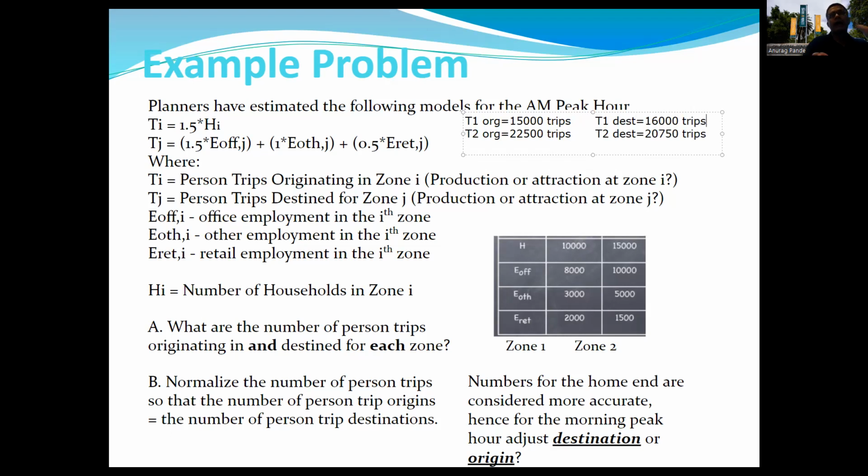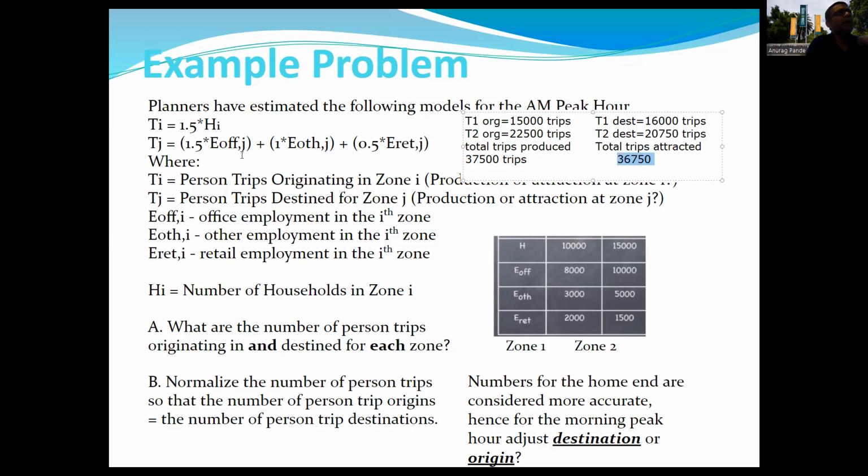Now your job was to figure out, if I add these two trips total origin, total trips produced, I add those numbers up and I get 37,500 in between those two zones. But if I look at total trips attracted, when I add these two numbers up, I only get 36,750. So there is a discrepancy. I had a total number of trips being 37,500 and total trips attracted are only 36,750.